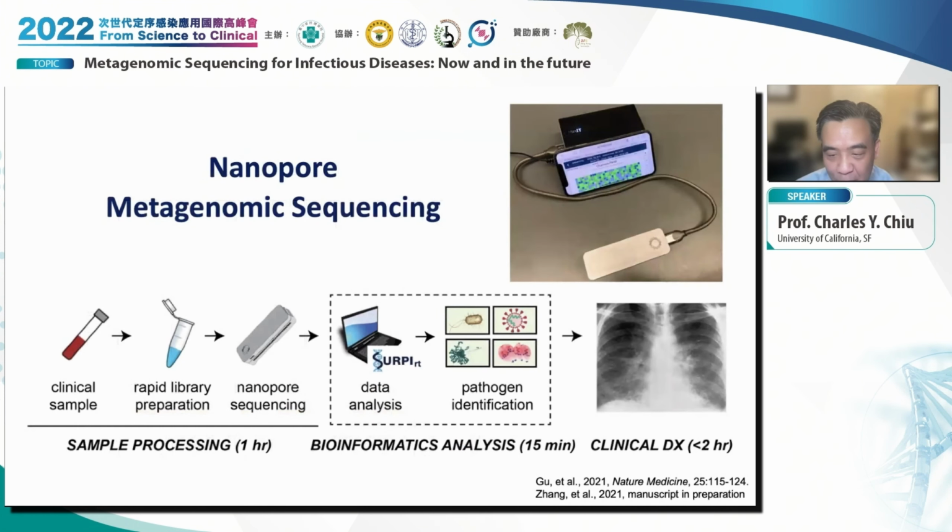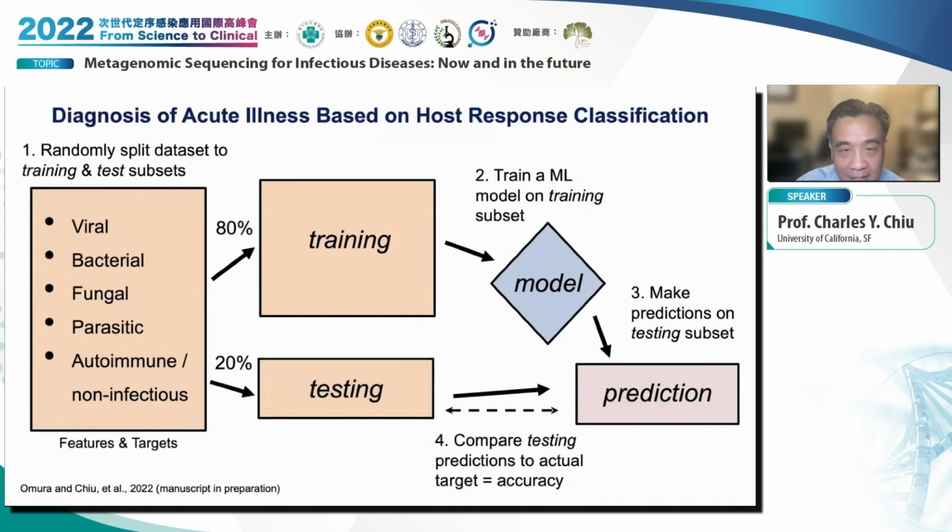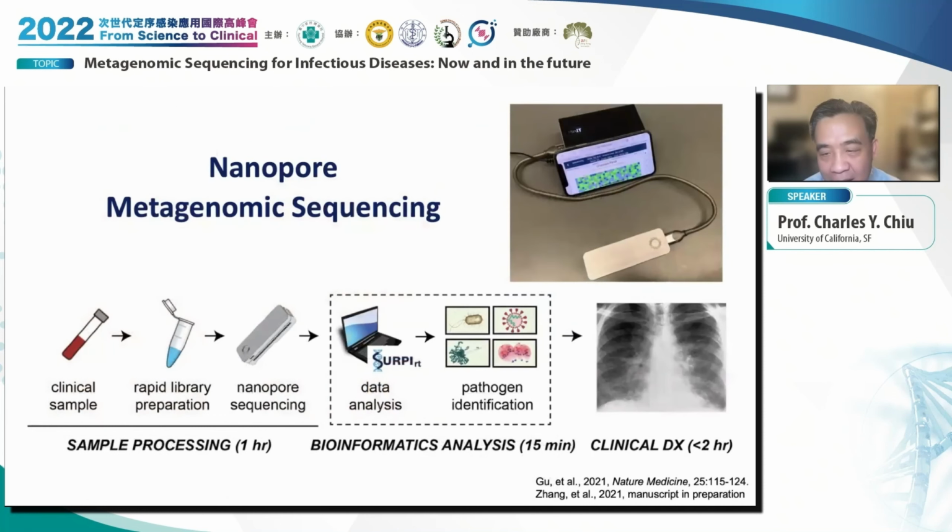I want to move into some of our work with nanopore sequencing. We're continuing to do some interesting work in nanopore sequencing. We've now developed a method of going directly from the sample as opposed to doing extraction. The idea is that we're able to collect a sample, say a respiratory sample, inactivate it, and prepare the library within an hour and then put it on the sequencer.